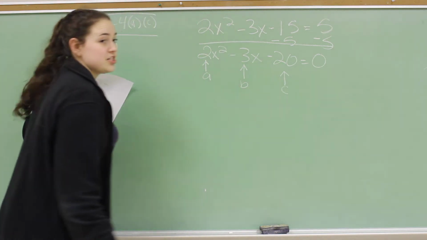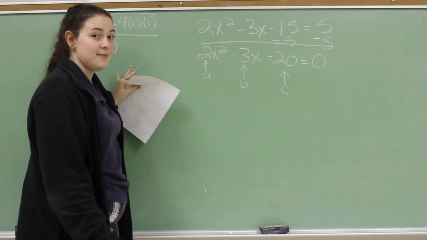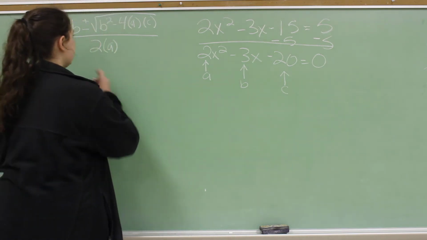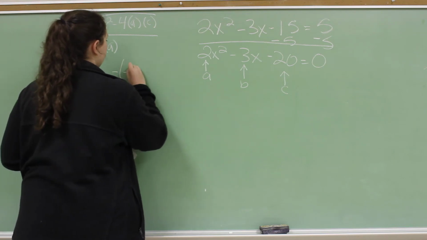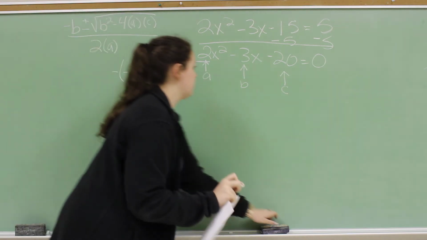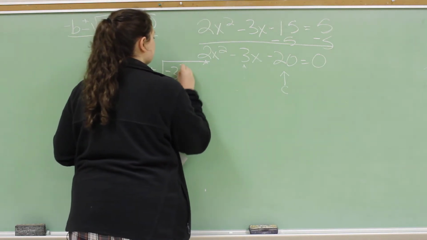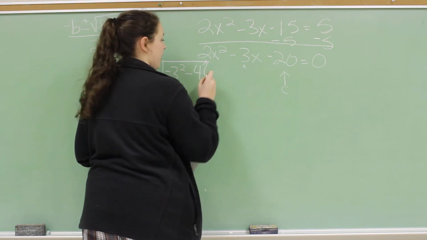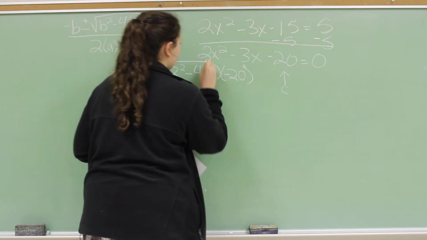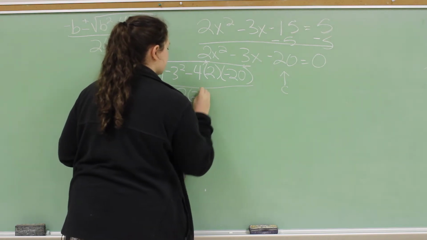So the equation is negative b plus minus the square root of b squared minus 4 times a times c, all over 2a. So to plug it in, negative b would be negative 3 plus or minus the square root of b squared, which is negative 3 squared, minus 4 times a, which is 2, times c, which is negative 20, all over 2a, which is 2 times 2.